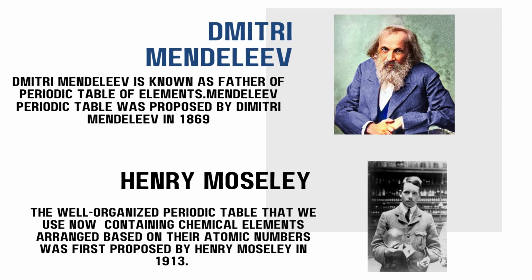Dmitry Mendeleev is known as the father of the periodic table of elements. The Mendeleev periodic table was proposed by Dmitry Mendeleev in 1869. The well-organized periodic table that we use now, containing chemical elements arranged based on their atomic numbers, was first proposed by Henry Moseley in 1913.